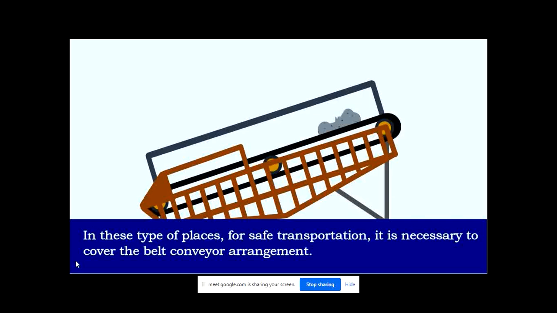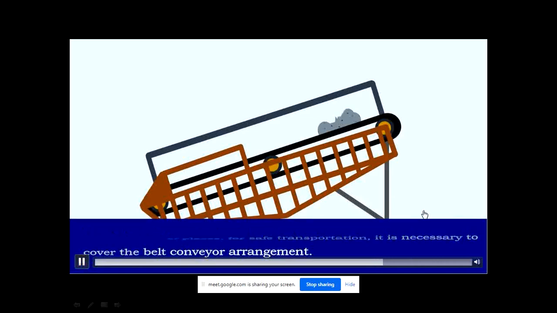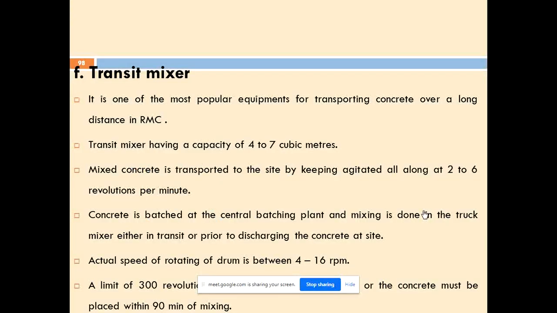Since the concrete is taken over long stretches, there are more chances of it getting exposed to the environment. So if you are using a belt conveyor for transporting concrete, then that conveyor has to be covered with fiberglass, or with any other material, so that the concrete will not be exposed to the environment. The end of the belt conveyor system should be such that it removes all the mortar from the belt. So that is regarding the belt conveyor.